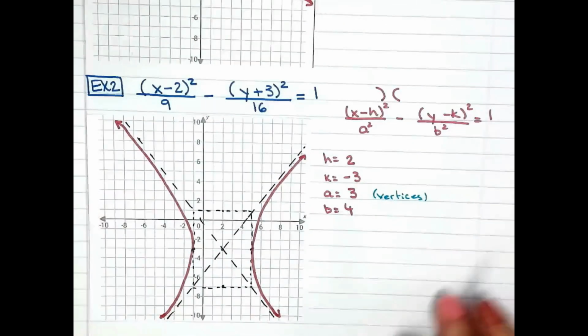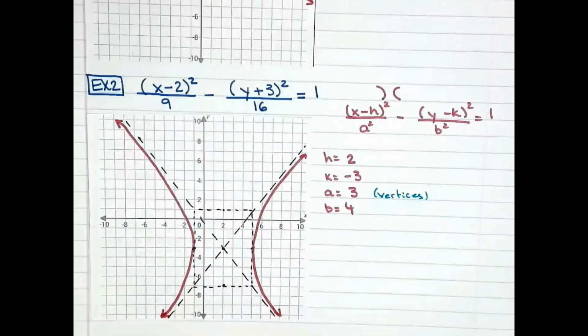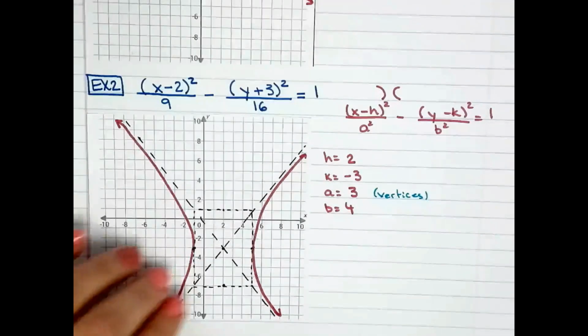This side looks a little crooked, but it's fine. And here it is, guys. So the hyperbola is what is in red.